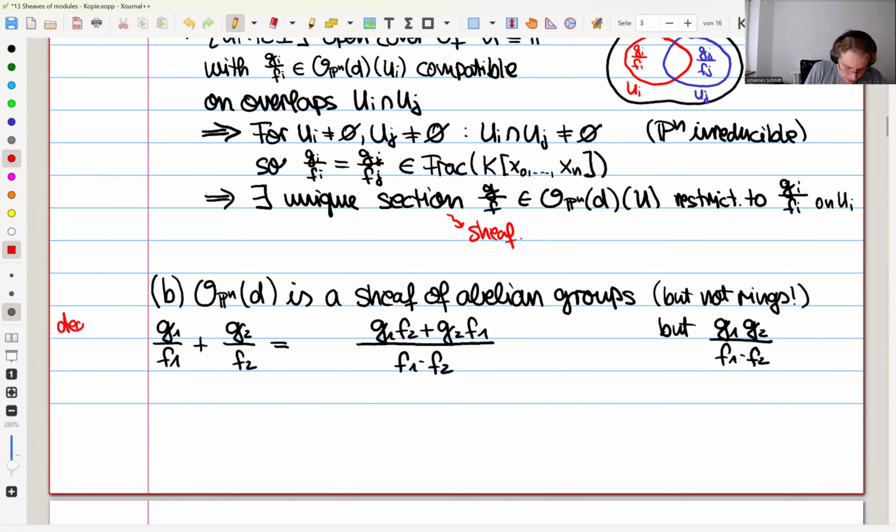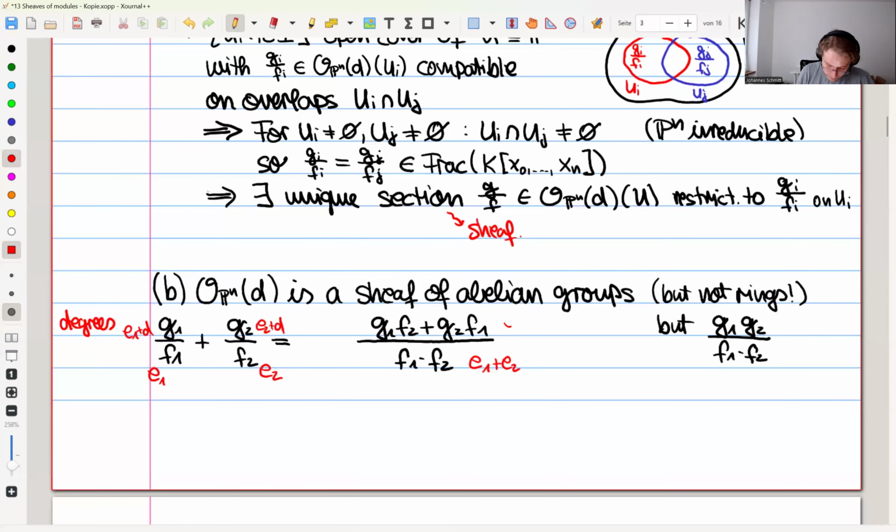If I write the degrees here in red, then if the denominators have degrees e1 and e2, the numerators must have d more, so e1 plus d and e2 plus d. Now the denominator is a product, so this has degree e1 plus e2. In the numerator, we multiply something of degree e1 plus d with something of degree e2, and similarly here. In all of these cases, we have e1 plus e2 plus d. So this works out: the numerator still has d more degree than the denominator. So plus works, but times doesn't really work, because if we try to multiply here, then we get this e1 plus e2 downstairs.